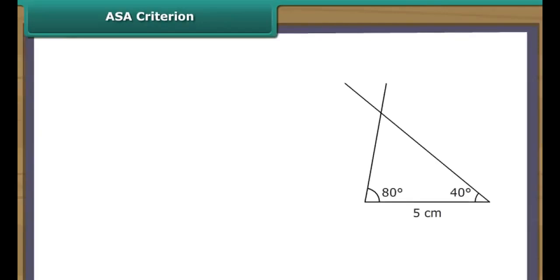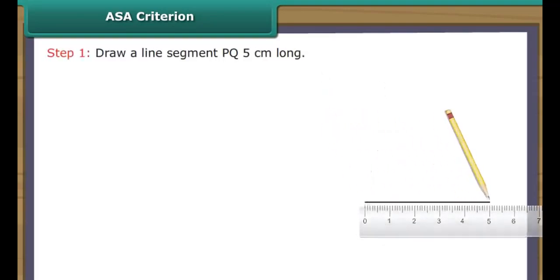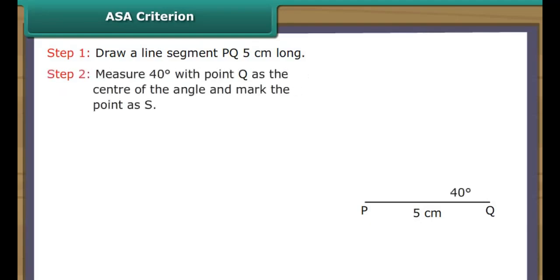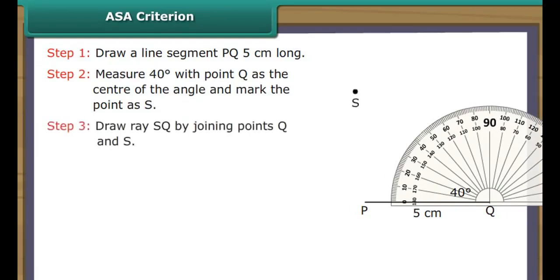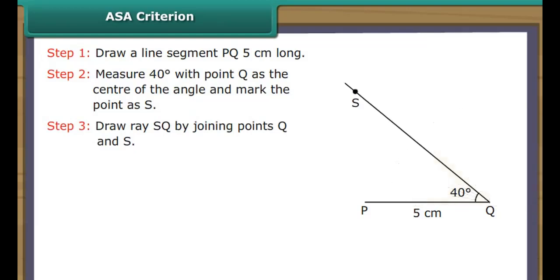ASA criterion. Let us now draw a triangle, two of whose angles measure 40 degrees and 80 degrees and the side between them measures 5 cm. Draw a line segment PQ 5 cm long. Measure 40 degrees with point Q as the center of the angle and mark the point as S. Draw ray SQ by joining points Q and S.